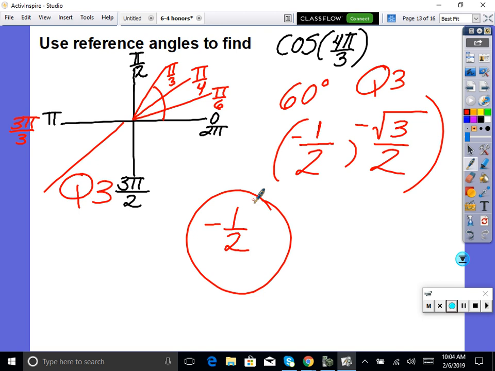Then you only have to know quadrant 1. Hopefully that helps. Does anyone have any questions? So important to be able to do. Okay, let's do another one.